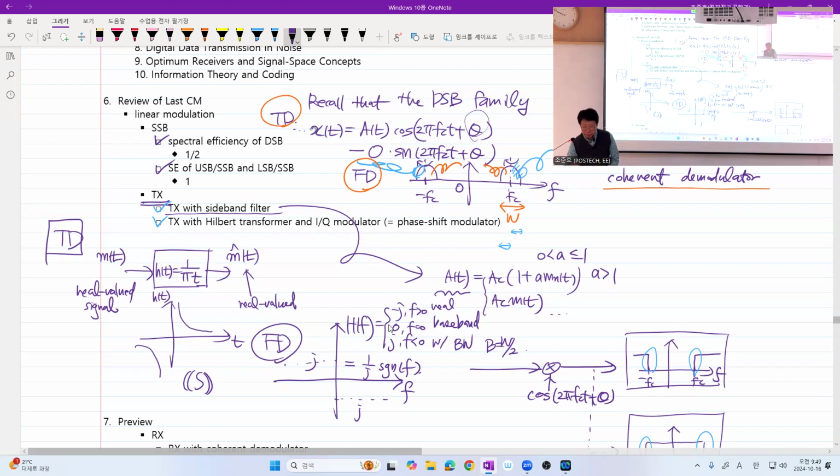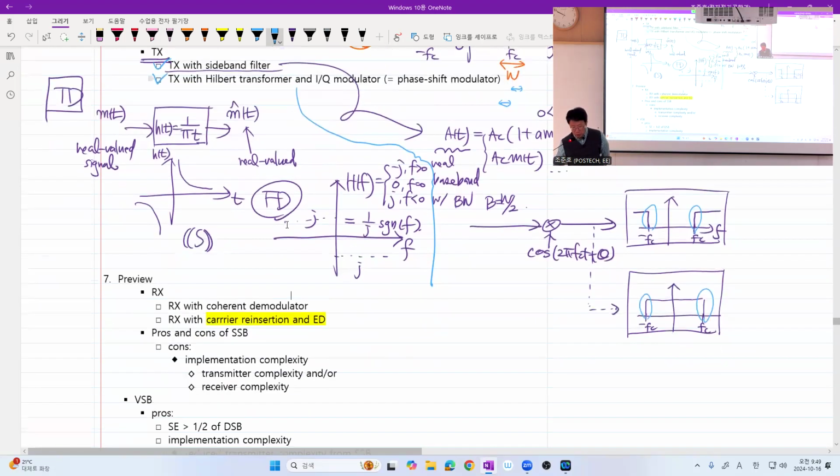Now, why is this Hilbert transformer interesting, and what is the relation between Hilbert transformation and single sideband modulation? That is from here. So the idea is like this. You have a message, and this could be, for example, an upper sideband SSB modulator. And here goes the transmitted signal.